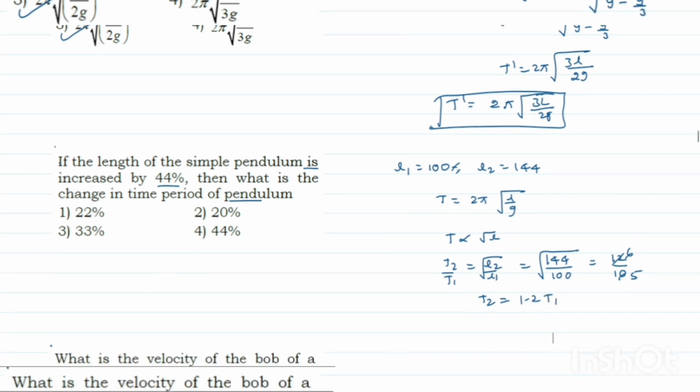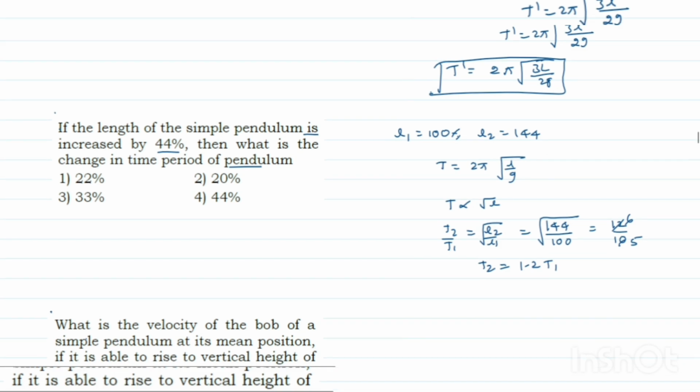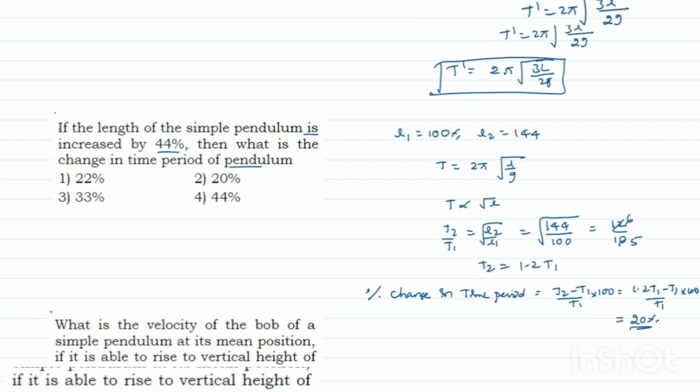Then they are asking the percentage increase in the time period, right? Percentage change in the time period is equivalent to (T2 minus T1) by T1 into 100, which is (1.2 T1 minus T1) by T1 into 100. This is 0.2 T1 by T1, 0.2 into 100, which gives 20%. So 20% is the correct answer.